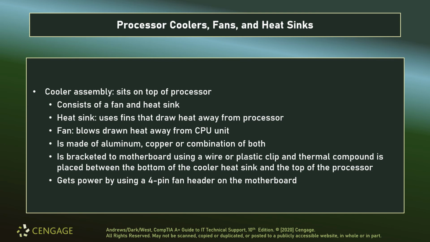There will sometimes be alloying or composite materials that will provide a better thermal response. The cooler assembly is bracketed to the motherboard using a wire or plastic clip. Sometimes they'll be screwed into place, especially with the Wraith style tower coolers for the new AMD Ryzens. And then we place a thermal compound in between the bottom of the heatsink and the top of the processor in order to eliminate air pockets and enhance the convection of heat away from the CPU.